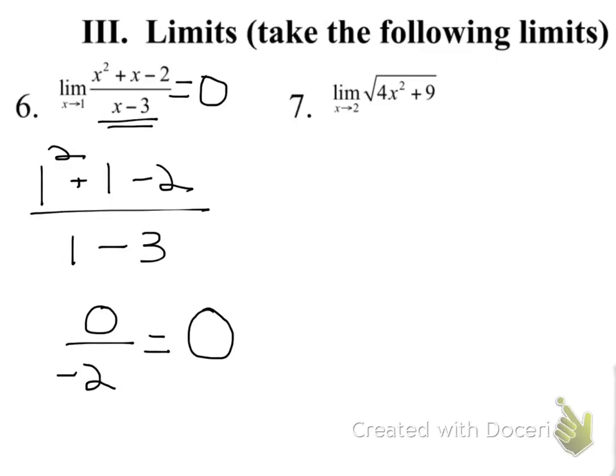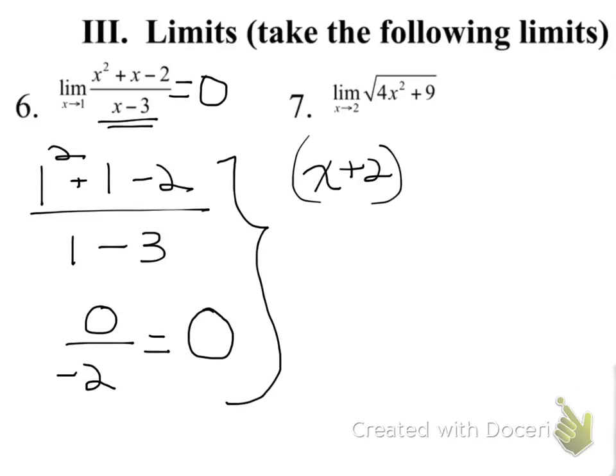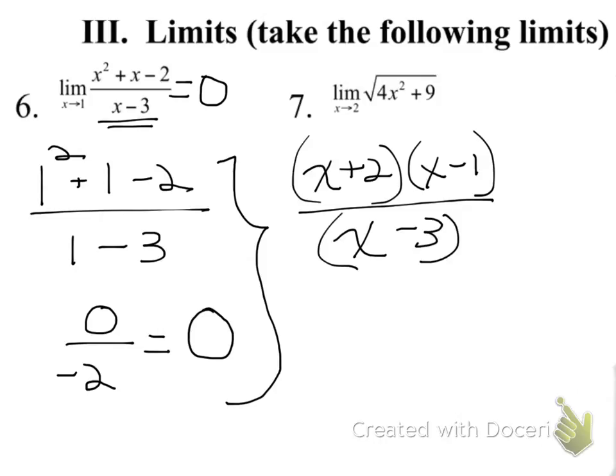So I'm just going to restate that a little bit. So I could do some factoring. If I did factoring, would it help me? So watch what happens if I factor. It multiplies to 2 and subtracts to 1. So I would get x plus 2, x minus 1 in the numerator over x minus 3. So doing that, does that make a difference? If I plug in 1, I still get exactly the same result.